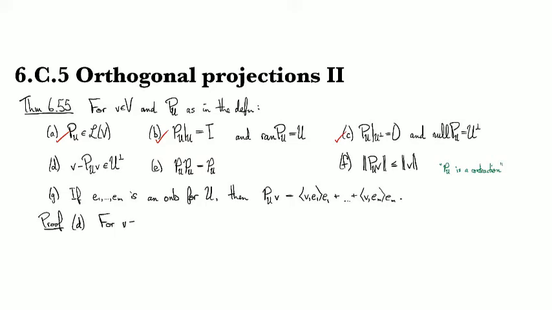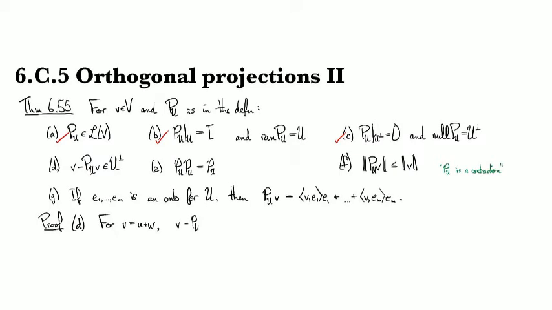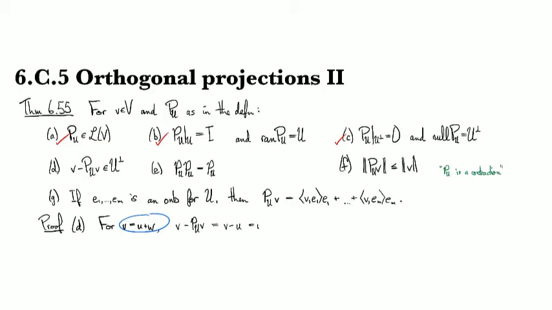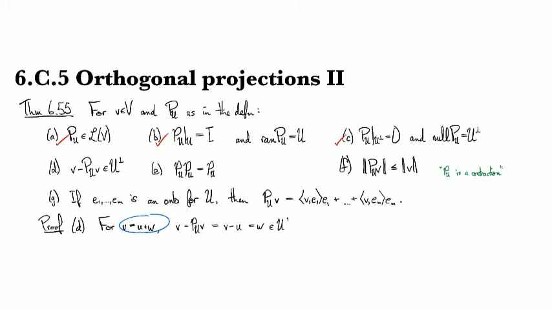If we look at an element V decomposed according to the orthogonal breakdown, then V minus the projection onto U of V is going to be V minus U. But V minus U, just by this identity that we began with, is equal to W. And by the decomposition, W is in U perp. So that does that one.